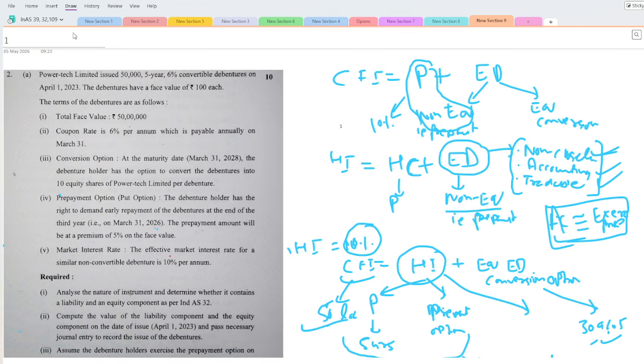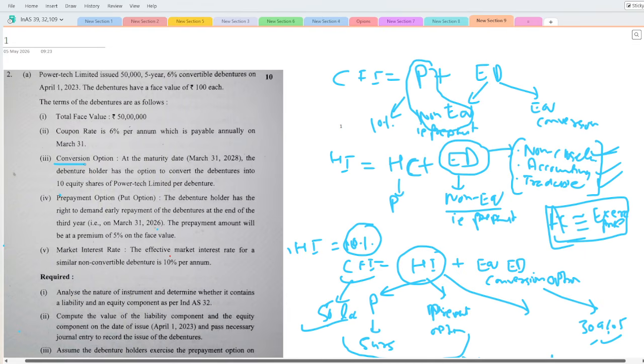So this conversion option is very common here. You have seen all these things. At the maturity date, 31st March 2028, the debenture holder has the option to convert the debenture into 10 equity shares of Power Tech Limited per debenture. So this is an equity instrument, because the fixed to fixed test is passed, as you are getting 10 equity shares for each debenture.